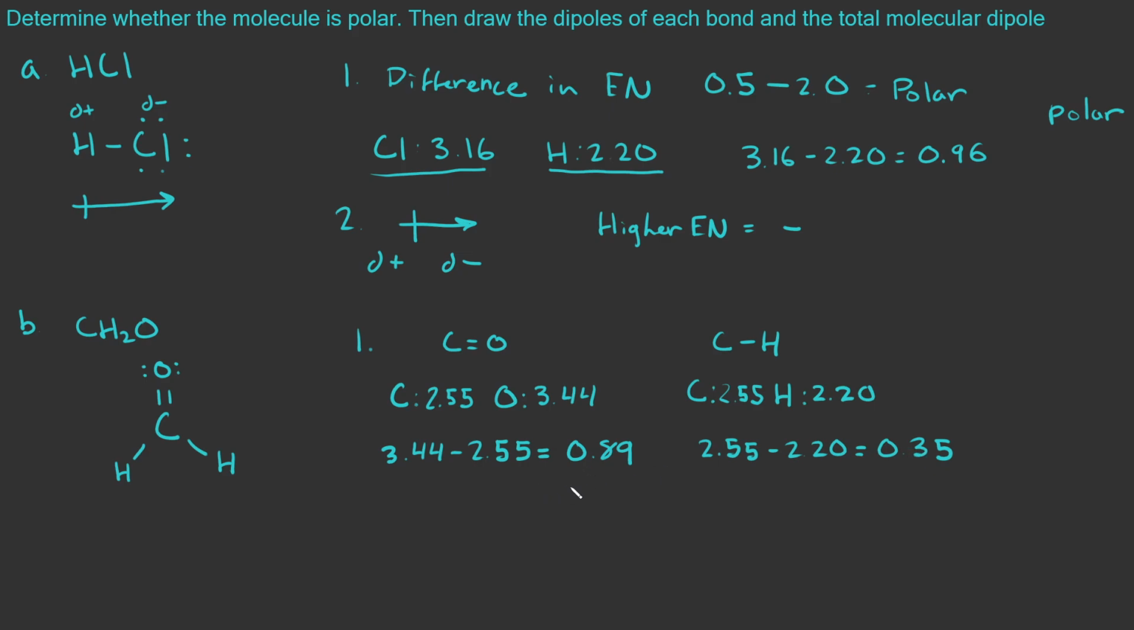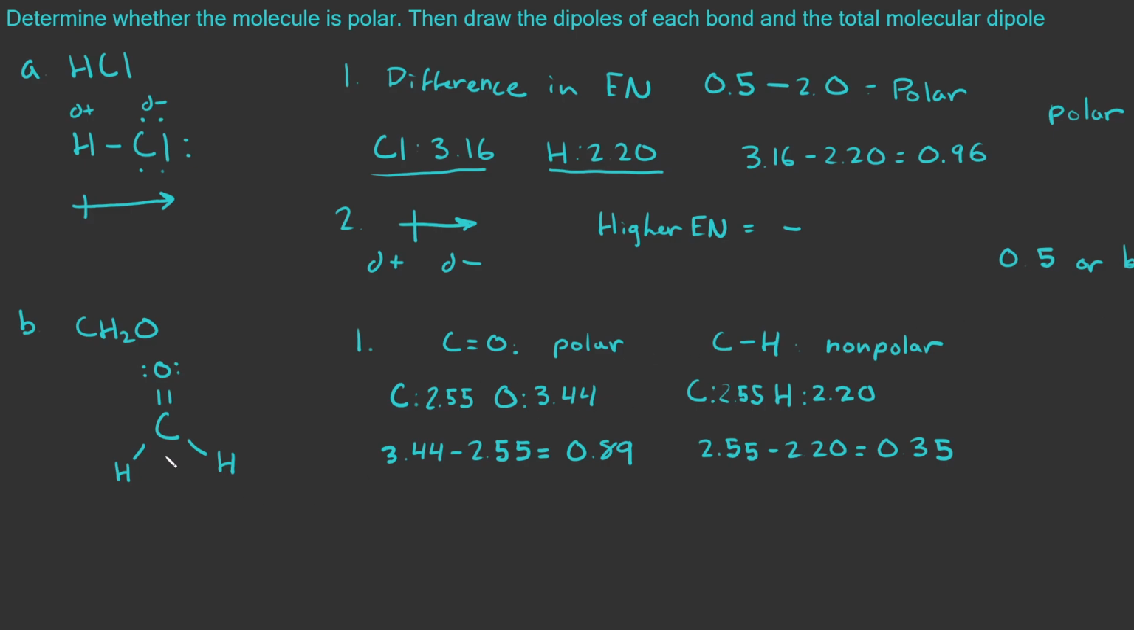So in this case, the CO bond is a polar bond since it's in between 0.5 and 2.0. While our CH bond is nonpolar since it's less than our values here. If it's 0.5 or below, it's nonpolar.